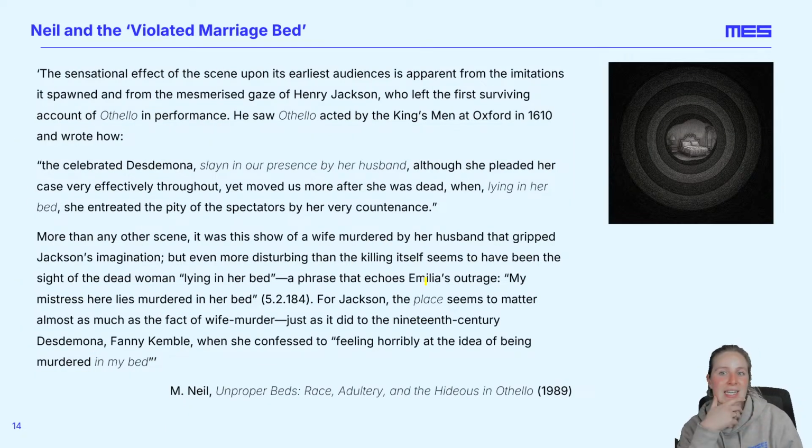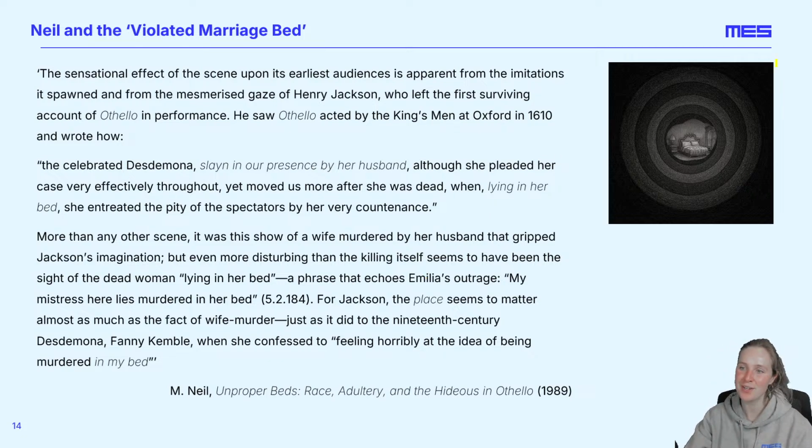Neil, interestingly, talking about the violated marriage bed and this focus on the marriage bed as this site of love and marriage here. So says the sensational effect of the scene upon its earliest audiences, this is the final scene, is apparent from the imitations it spawned in the mesmerized gaze of Henry Jackson, who left the first surviving account of Othello in performance.